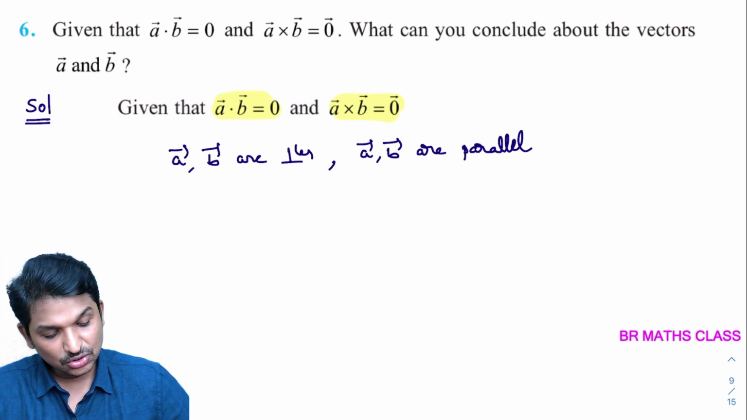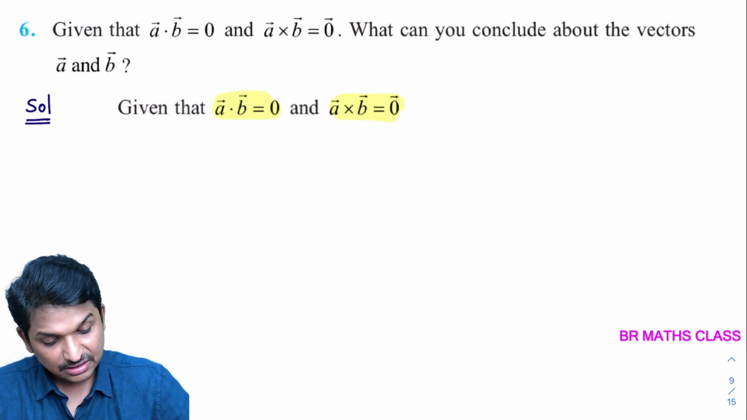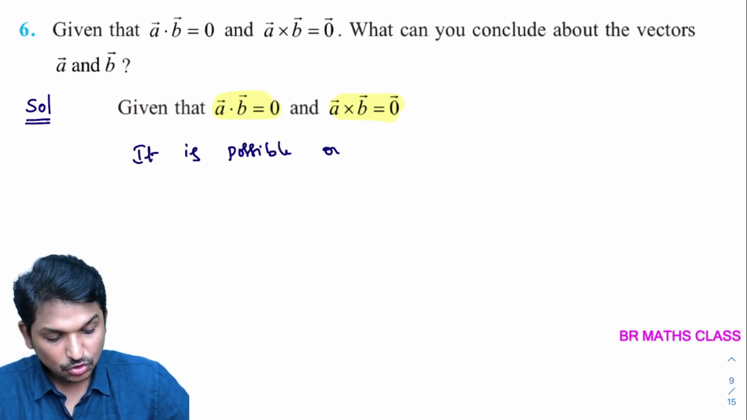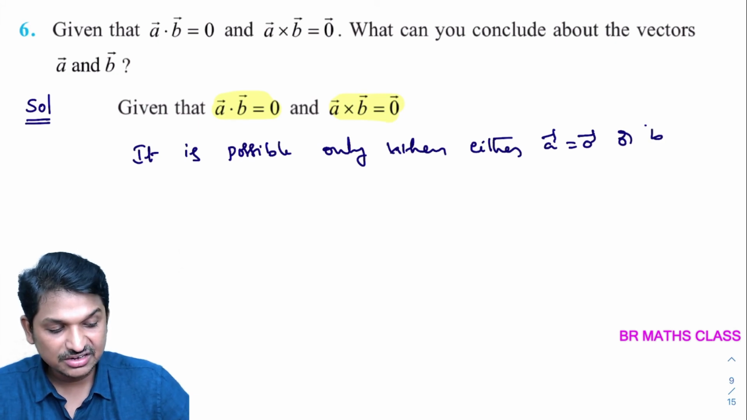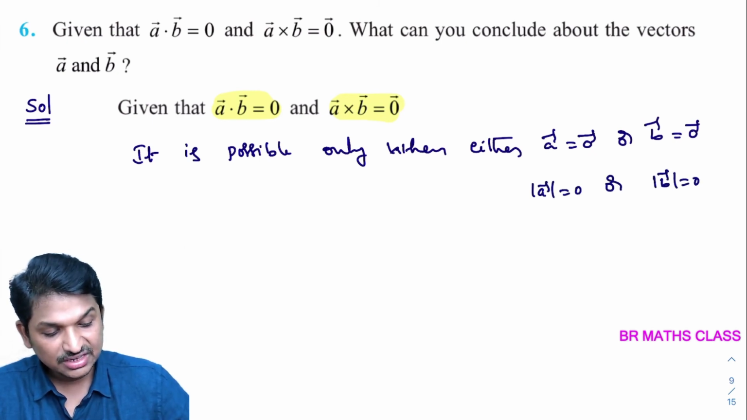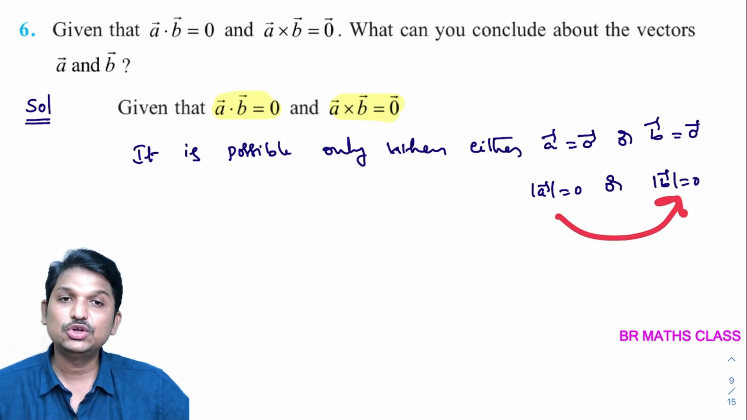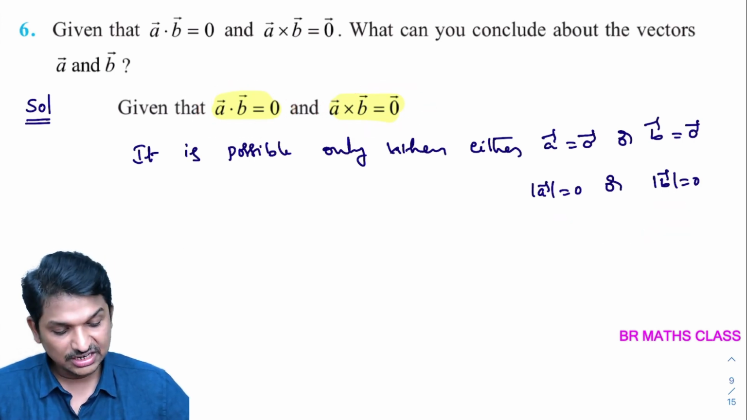So what I can conclude here is both are not possible at a time. I will write here: it is possible only when either a bar is a 0 vector or b bar is a 0 vector. When a bar is a 0 vector, the magnitude of a bar is 0. Or the magnitude of b bar is 0. If either magnitude of a bar is 0 or magnitude of b bar is 0, then that is the only case that a bar dot b bar equals 0 as well as a bar cross b bar equals 0 bar. I hope you are understanding, right? So that's why both hold good.